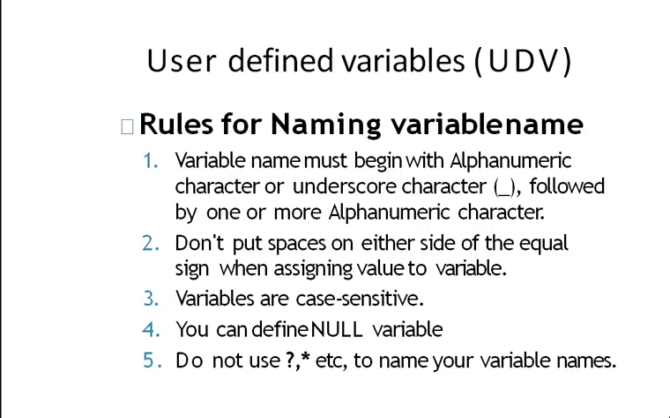Second is do not put spaces on either side of equal sign when assigning value to variable. It means when we are assigning value to any variable, for example if we want x is equal to 10, then don't put spaces on either side of equal sign. Variables are case sensitive in shell programming. You can define null variables. Do not use question mark, star, etc. to name your variable name. That means special characters are not allowed in your variable name, but underscore character you can include in your variable name.